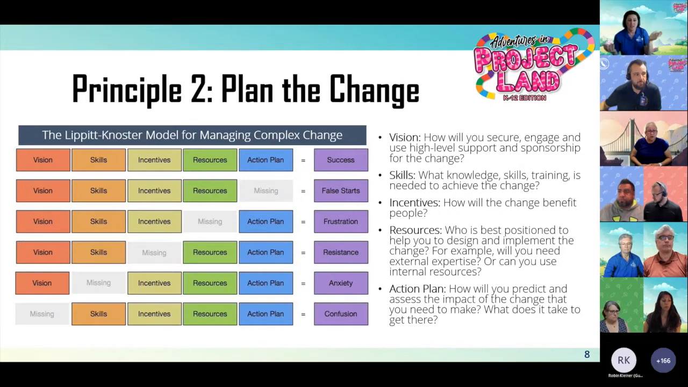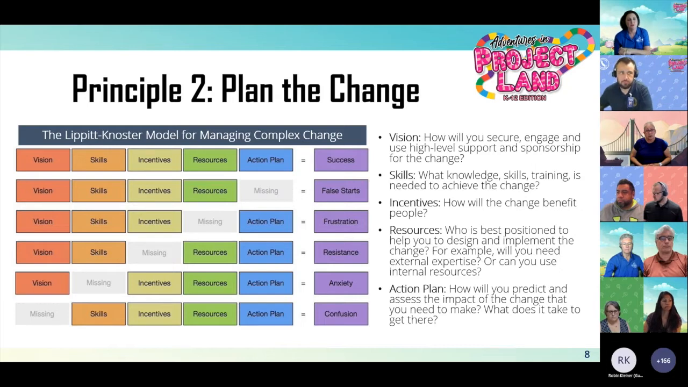So the gist of this diagram is really that you need the vision, the skills, the incentives, the resources, and the plan if you want to have a successful project, right? If you are missing any one of these components, then you are going to have, I don't want to say problems with your project, but you're not going to have a fully successful project.